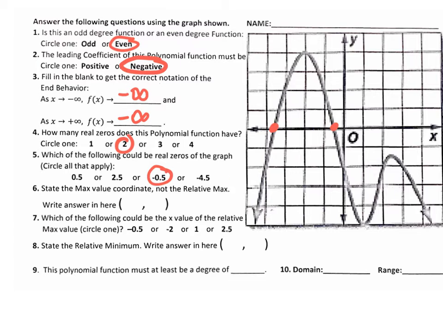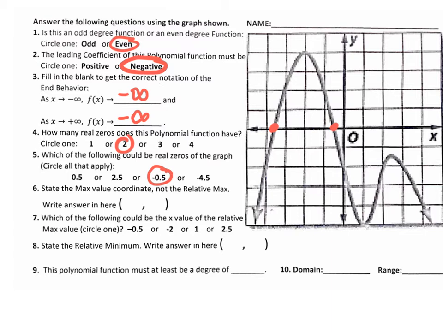All right, so number 6, state the max value, not the relative max value. So you need to know your vocab. What's the difference between your max value compared to your relative max value? The relative is not the highest point. The max value is your highest point. The relative is not. Remember yesterday we copied down the definition of relative max and relative minimum. Relative is just the max value in a little piece of your graph. Relative minimum, it's the minimum value in a little piece of your graph, right?